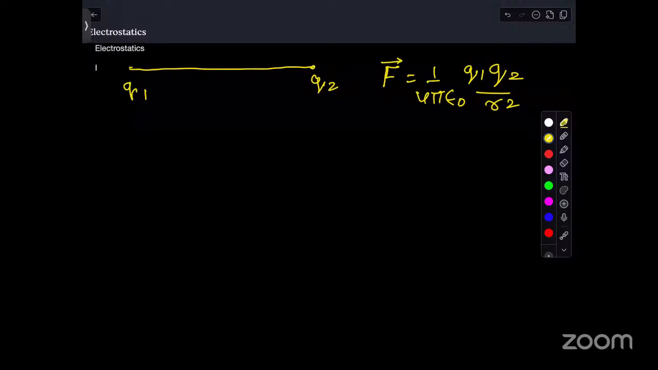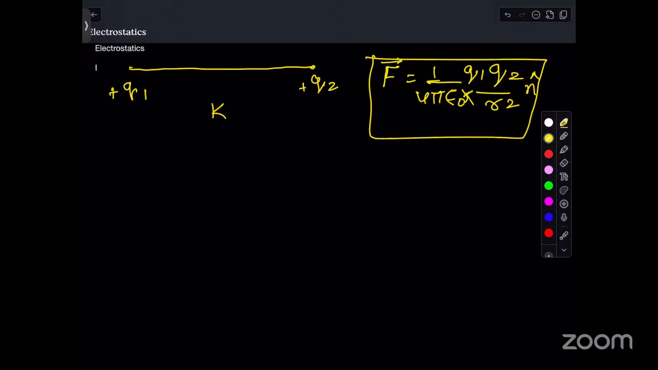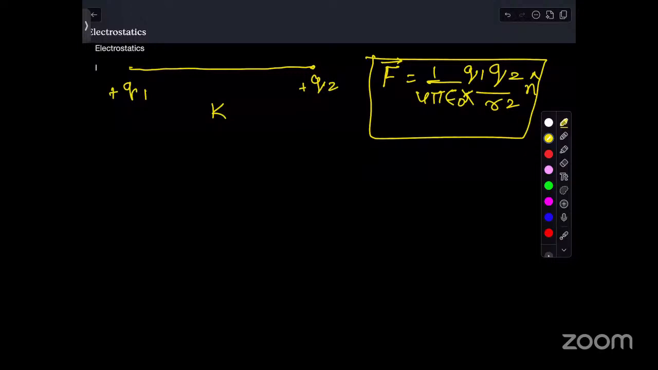And if they are kept in space, this is the relationship. If there is a medium having dielectric constant K, then you will have 1 upon 4 pi epsilon naught K in the denominator. And this is the Coulomb's law. It has a direction. If both the charges are positive, they repel each other, they will exert a force of repulsion on each other. If they are negative, still they will repel. And if one is positive, one is negative, they will attract each other.